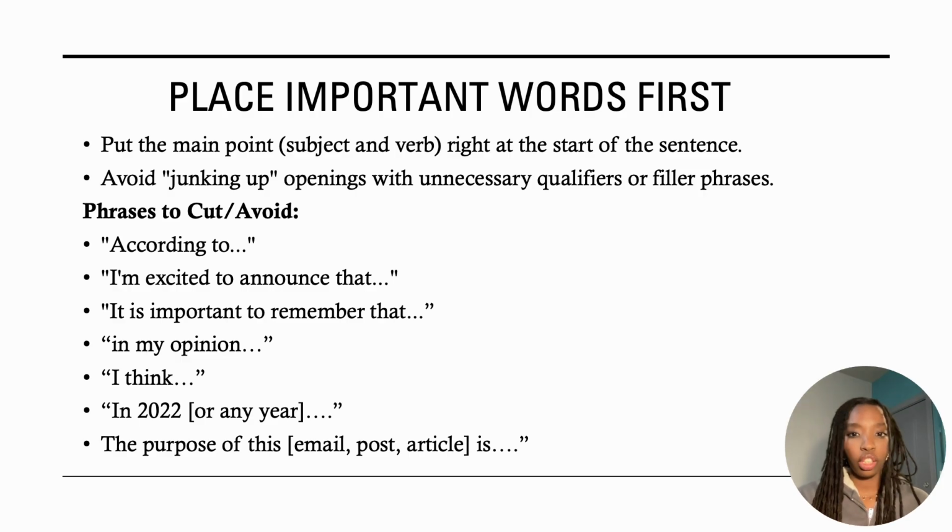Chapter 17 is all about word order and immediate impact. In the book, the author points out that we often junk up the start of our sentences with weak introductory qualifiers. So instead of warming up, put your subject, or the star of the show, and your primary action right up front. So cut out filler openings like "according to" or "I'm excited to announce that," so your reader immediately grasps the core of your message without wading through fluff and just making it longer than it's supposed to be.